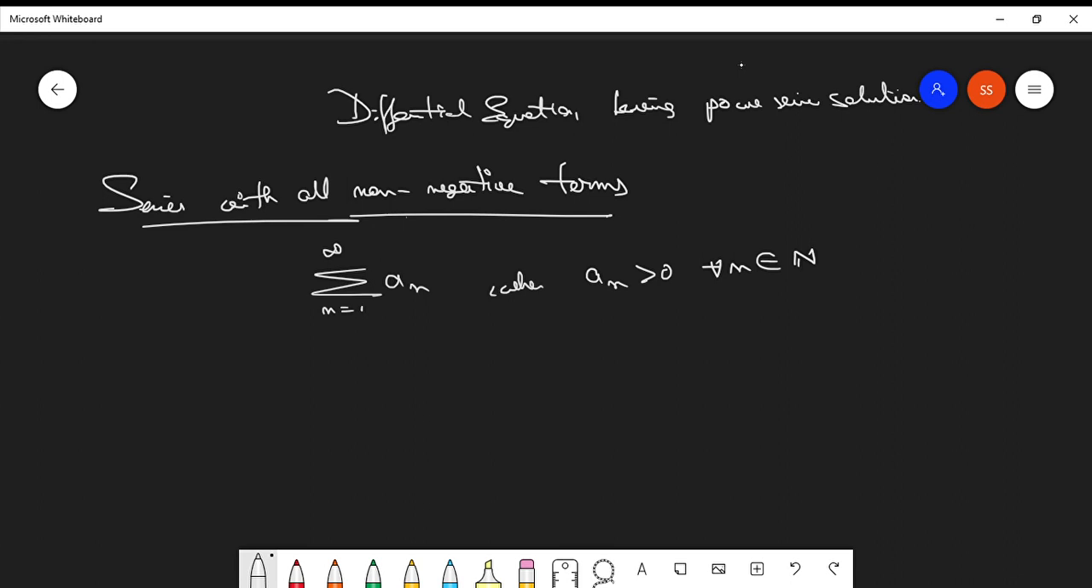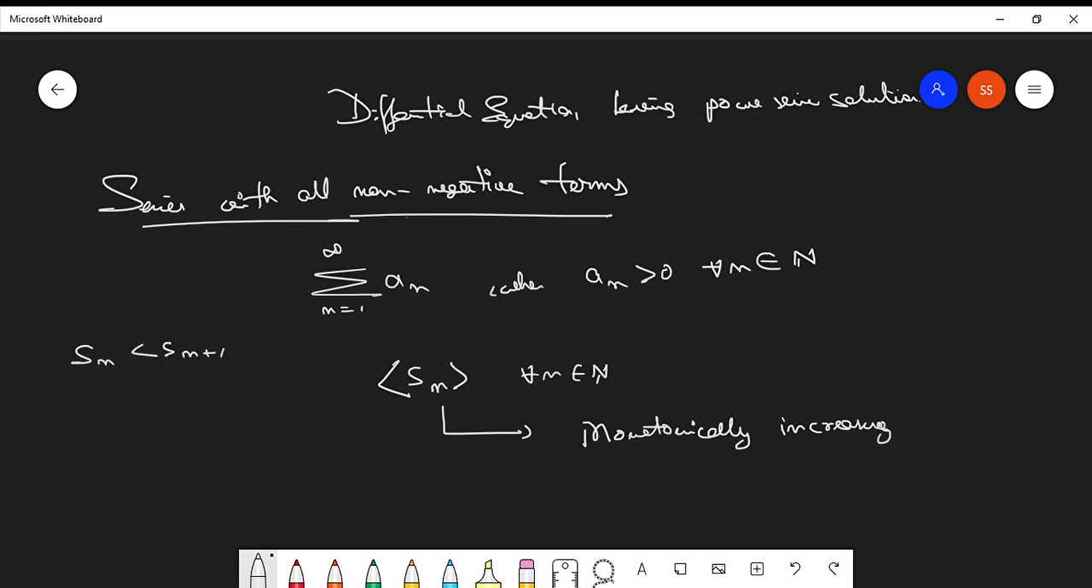So also, if you represent this as a sequence of the partial sums, we can say that this sequence is monotonically increasing. What is the reason for that? Because S_n will always be less than S_(n+1). The reason is S_(n+1) is basically S_n plus a_(n+1), and since a_(n+1) is positive, this will always be greater than S_n, right? That's why the sequence is monotonically increasing. Clear?